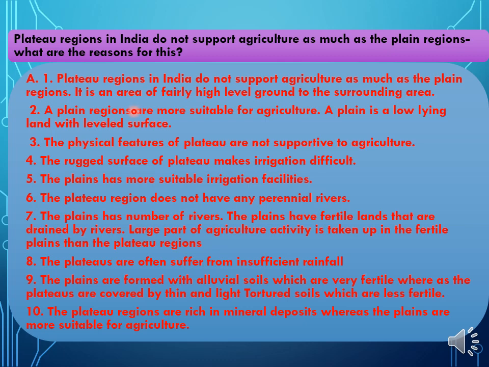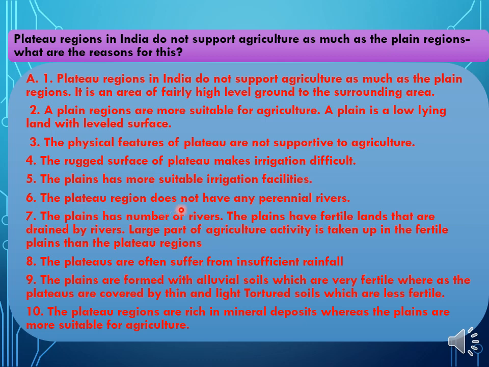A plateau is an area of fairly high level ground compared to the surrounding area. A plain region is more suitable for agriculture as a plain is a low lying land with a leveled surface. The physical features of plateau are not supportive to agriculture. The rugged surface of plateau makes irrigation difficult. The plain has more suitable irrigation facilities.